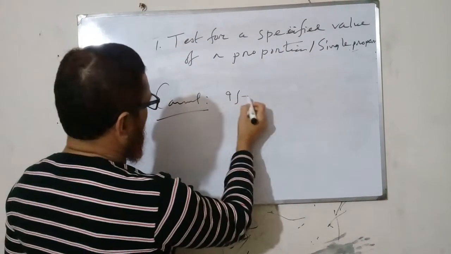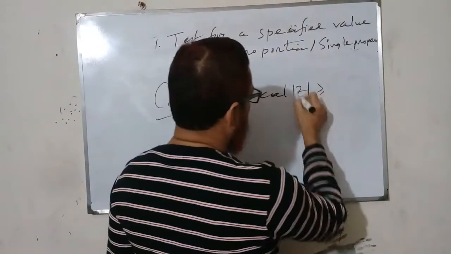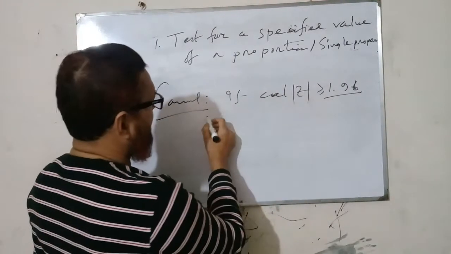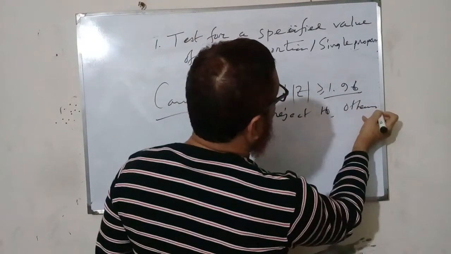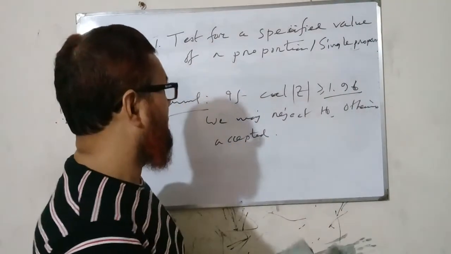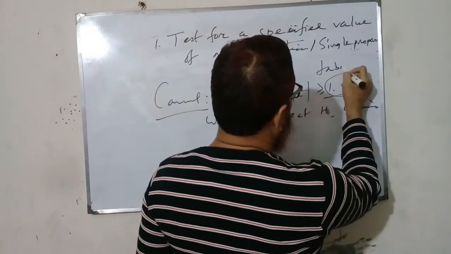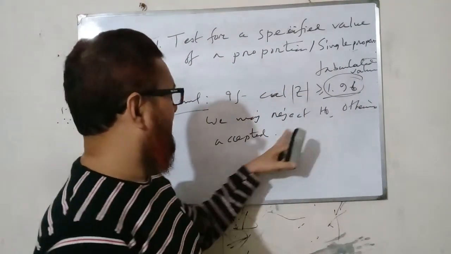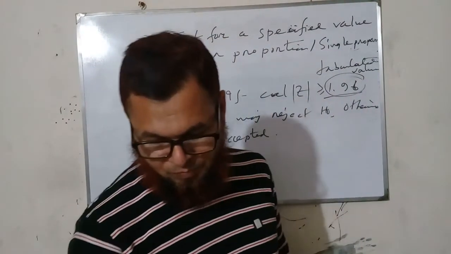And next step, as usual, comment. We know if calculated Z is greater than 1.96, that is tabulated Z, so we may reject H0, otherwise accept H0. This is test for a specified value of a proportion.